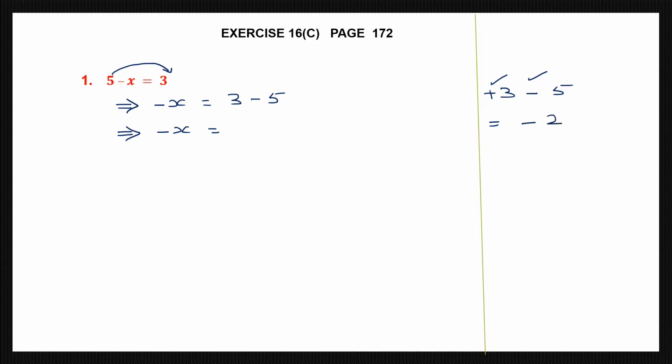5 minus 3 is 2. So it is minus 2. The value of minus x is minus 2. Therefore, the value of x will simply be 2. We can remove this and this. Okay, it becomes 2.